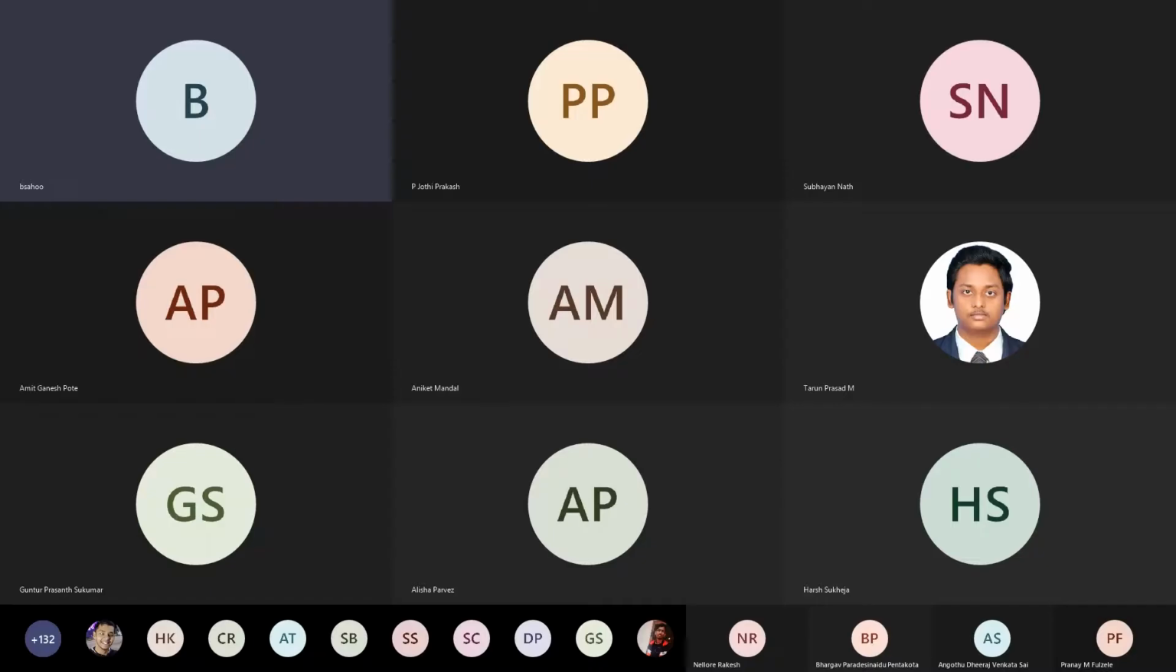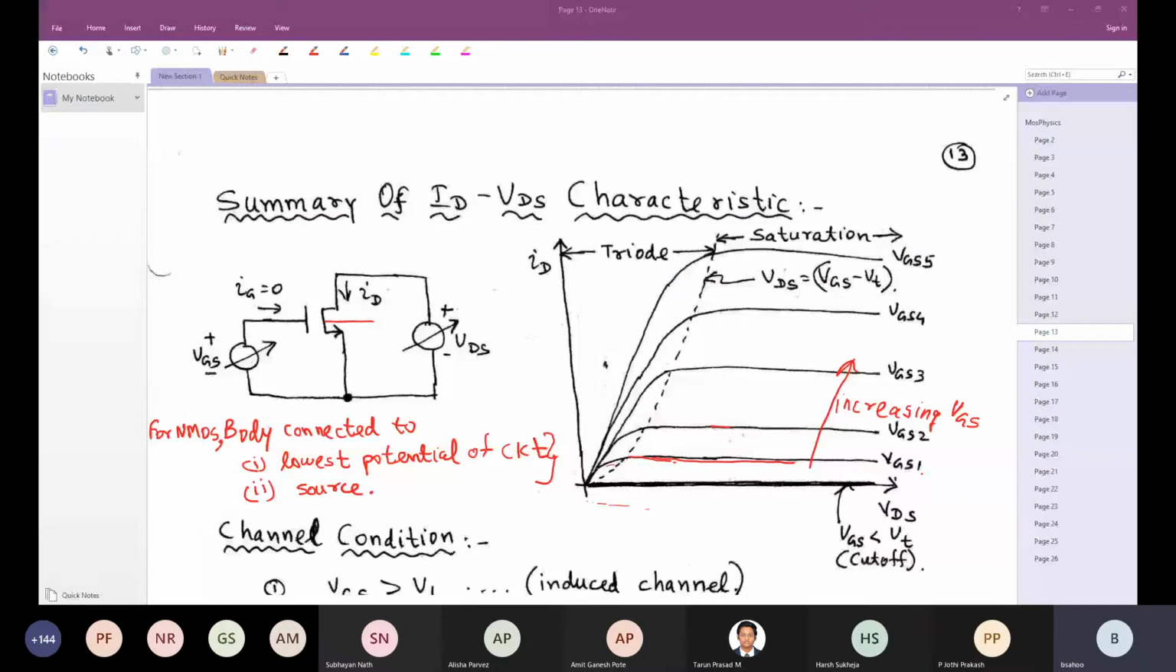Again, I will repeat this. Whenever we draw the MOSFET as a three-terminal device, the inherent assumption is that the body is either connected to the lowest terminal, the lowest potential of the circuit, or to the source in case of an NMOS. In case of a PMOS, the body can be assumed to be connected to the highest potential of the circuit or to the source. Either of these two are valid, and the input output characteristics will be drawn.